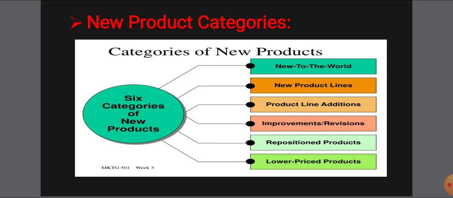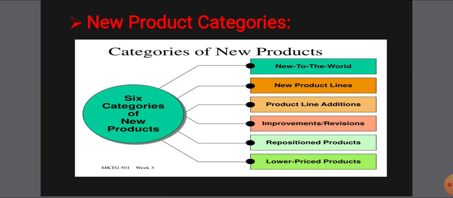And then the new product lines, where a new product line is launched. Suppose one industry, ITC, is in cigarette manufacturing and marketing, but they have launched a new product line, that is FMCG, fast moving consumer goods, and they are entering the food segment, the cleaning segment, and the health and care segment also. That will be termed as new product lines.